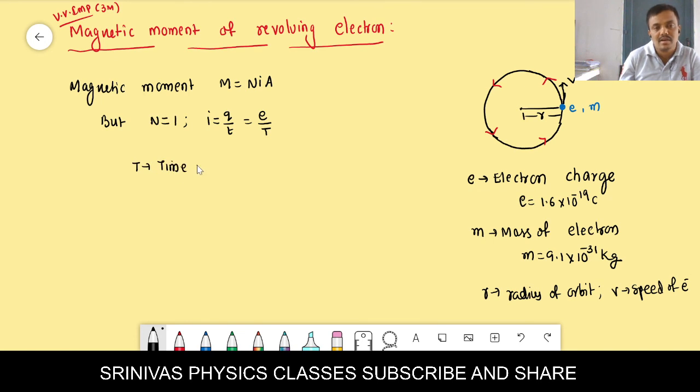Why do we write time period? Because current flows in a closed path only. It should start here and again come to this point. To come again to the same point, some time is required, which is called the time period. Current flows only in a closed path. T is the time period. Time period formula: time is equal to distance by speed. Distance in one rotation is 2 pi r, and speed is the speed of electron v, so T is 2 pi r by v.